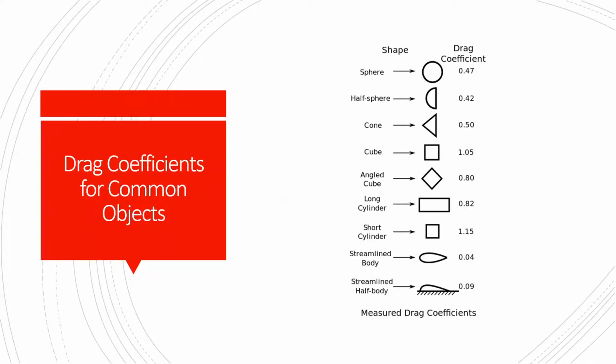So here are some drag coefficients for common objects. From the top we can see the sphere has a drag coefficient of 0.47. At the bottom, the streamlined body has a drag coefficient of 0.04 and the streamlined half body has a drag coefficient of 0.09. So at first I thought it would be quite easy for me to do this project, because I just need to design a streamlined body so that the drag coefficient will be the smallest and get the project done. But later I proved myself wrong.